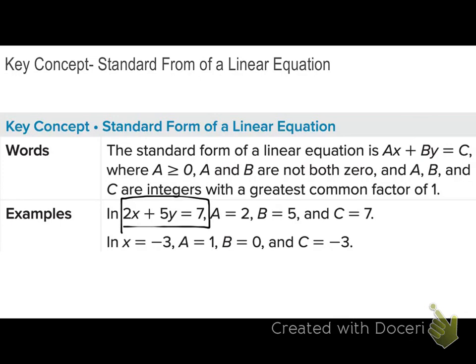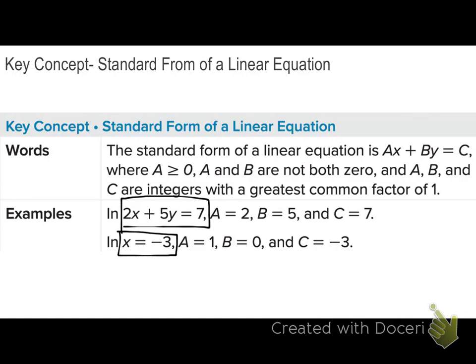Let's look at this equation: x equals negative 3. What's my a value? 1. Do I have a y term? No, so what would my b value be? 0. And what's my c value? Negative 3. Let's check the conditions. Is my a value greater than or equal to 0? Yes. Are a and b both 0? No, I don't want them to both be, so that's good. Are any of a, b, or c fractions? No. So this is also an equation in standard form. Okay?